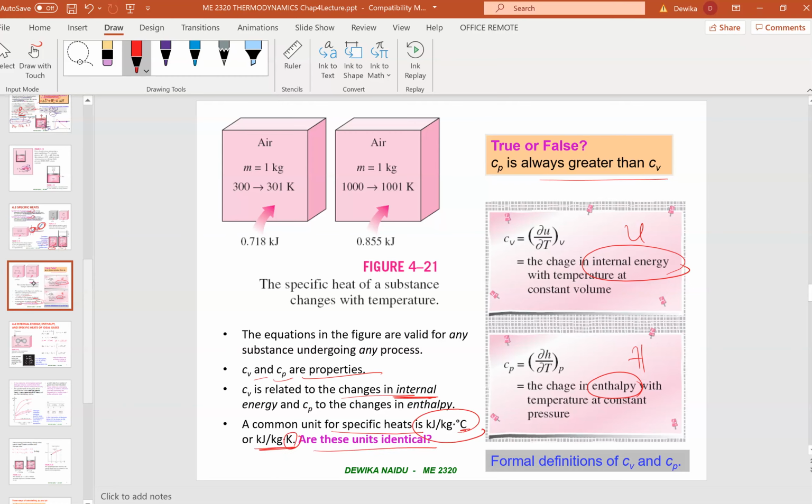Let me see whether I have to cover an example before I let you go. The specific heat example comes in chapter 4.4. So I'm going to end the video here. We're going to continue with the continuation of Cp and Cv in the next video.